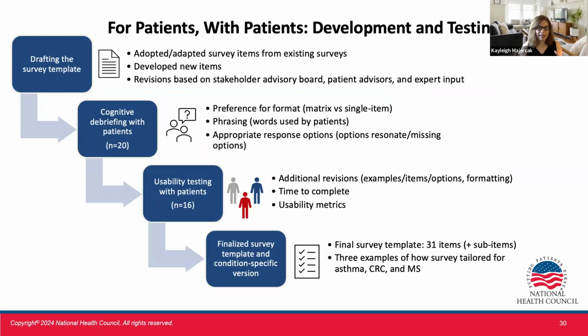So once we had that narrowed down list of what's most important, we were able to start drafting the survey template. And so we used existing surveys that were developed by patient organizations for value assessment to see if we could adapt survey items. And then based on some of the impacts that were identified, we had to develop new items because items just did not exist. The survey was revised by stakeholder advisory board, patient advisors, and expert input before we started testing with patients.